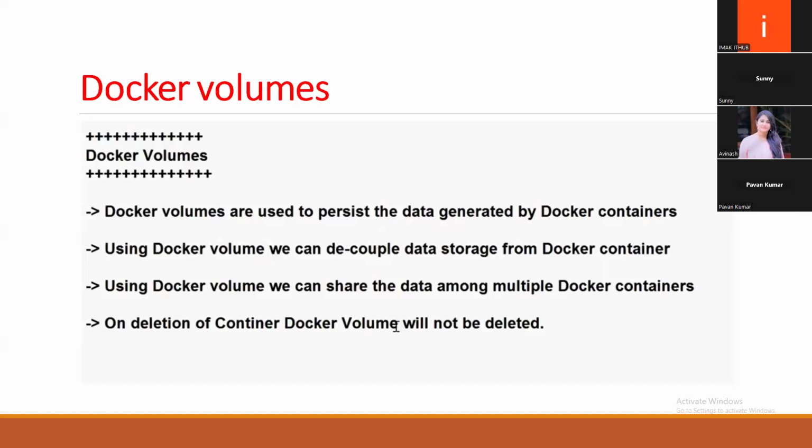Docker volumes are used to persist the data generated by the Docker container. Using a Docker volume, we can decouple the data storage from the Docker container. Using Docker volumes, we can also share the data among multiple Docker containers. For example, you created a Docker volume in the EC2 instance, and whatever data is in it will be shared with the other containers also.